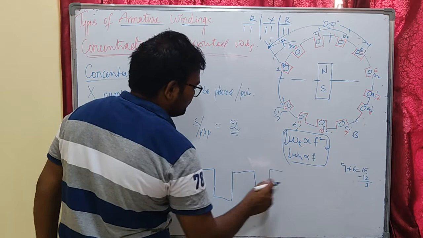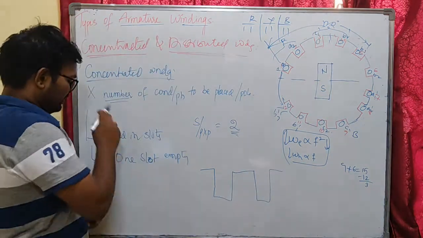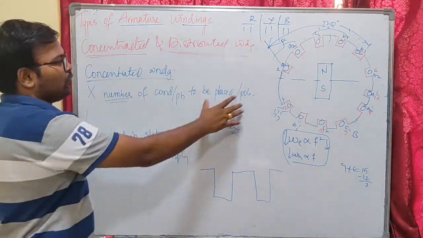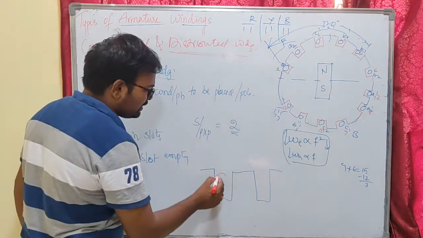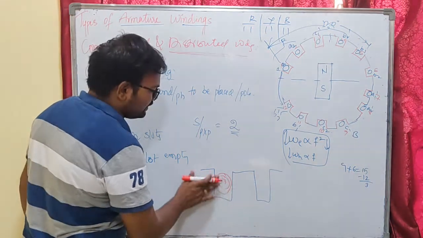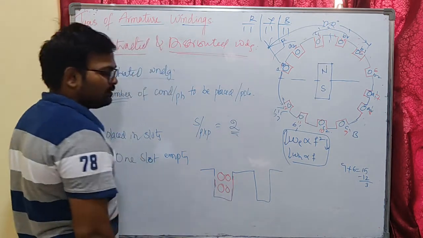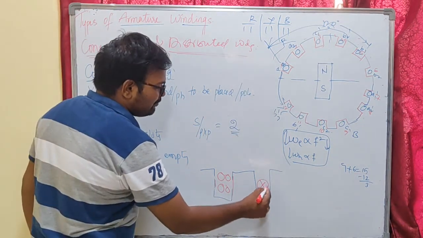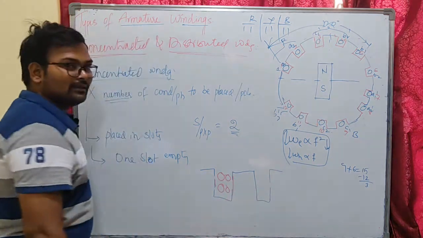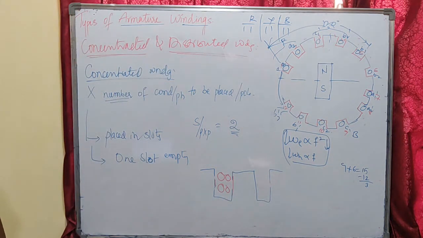So I have 2 slots per phase, and I have X number of conductors per phase under one pole. If I place all the conductors per phase in one slot here, that means I am left with this empty slot. This is nothing but concentrated winding.